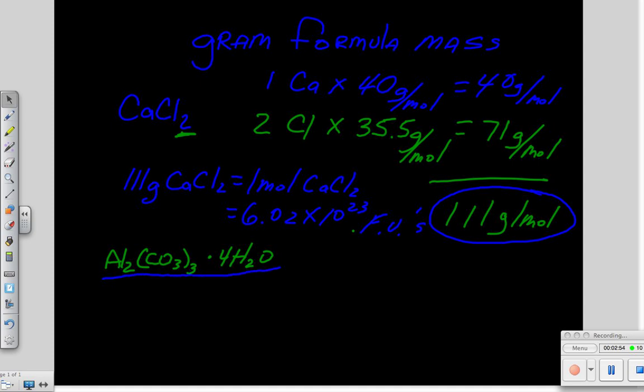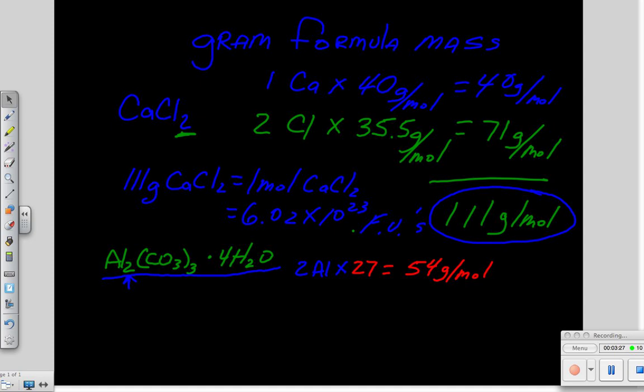Starting off, I have 2 aluminums. Looking at the periodic table, I realize that the mass of each aluminum is 27 grams per mole. So that is going to end up being 54 grams per mole. That's the mass of that compound that aluminum is responsible for.